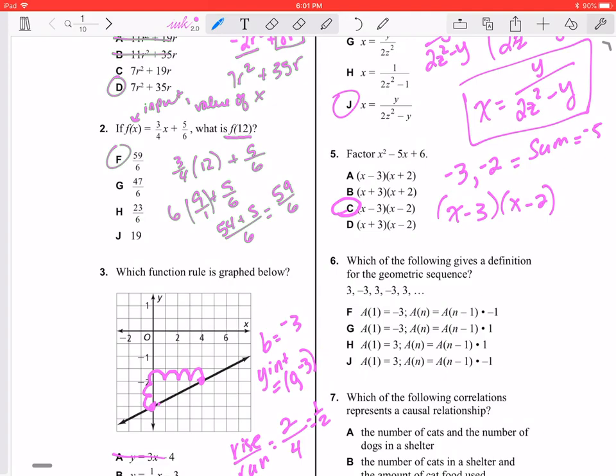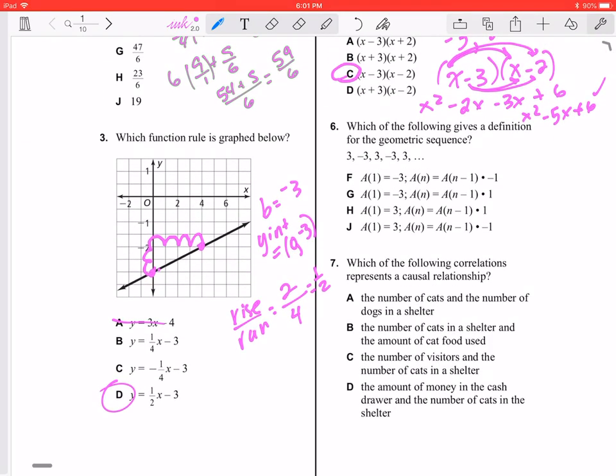Now, let's double check, especially when we're dealing with signs here, because we want to make sure that we got this right. So, x times x will give me x squared. x times negative 2 will give me negative 2x. Negative 3 times x will give me negative 3x. Negative 3 times negative 2 will give me positive 6. So then that will give me x squared minus 5x plus 6. That matches our original polynomial, so we are good.